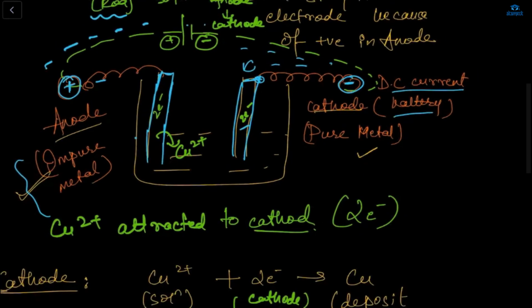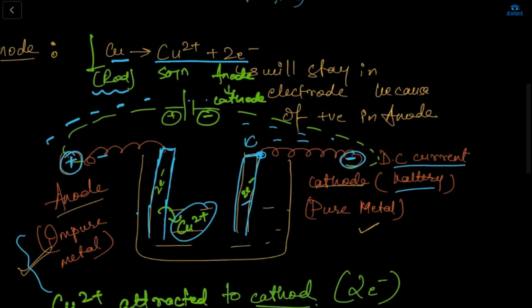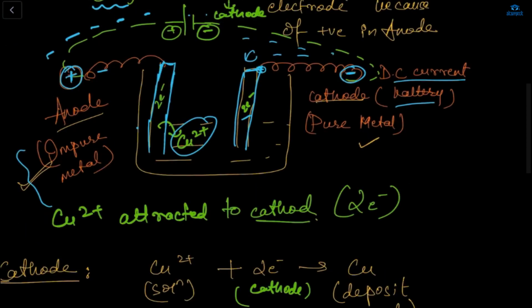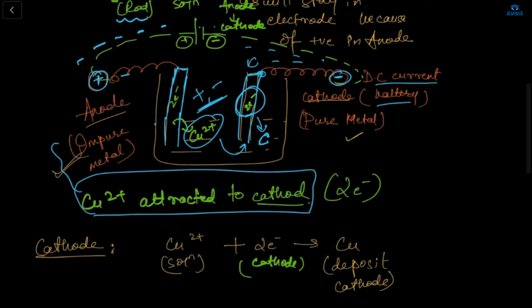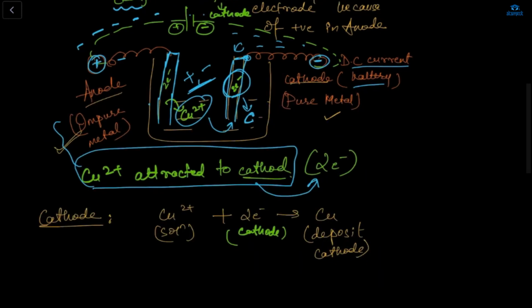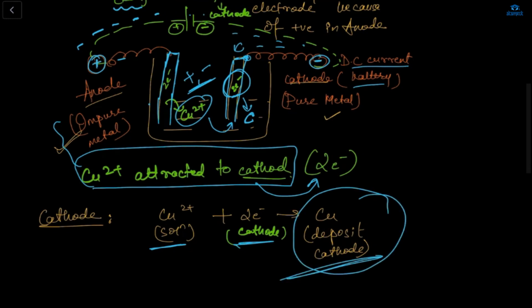Now what will happen in your solution? In your solution, Cu2+ is there. So the Cu2+ will get attracted to your cathode, because the cathode contains 2 electrons, and positive and negative charges attract each other. So Cu2+ will get attracted to the 2 electrons, and the cathode reaction will be Cu2+ from the solution plus 2 electrons, which gives you copper deposited on the cathode.